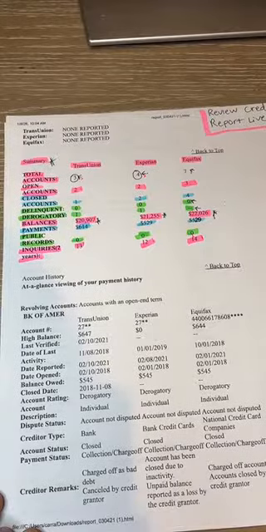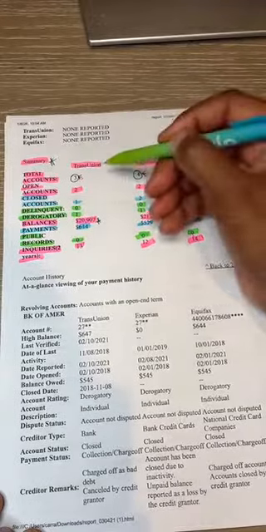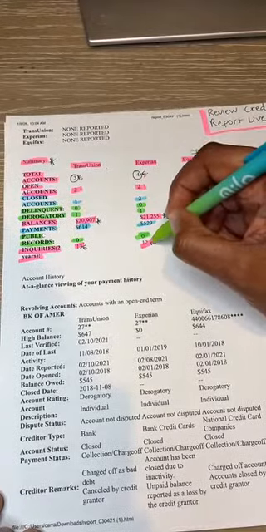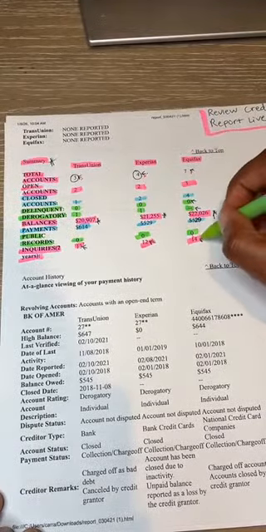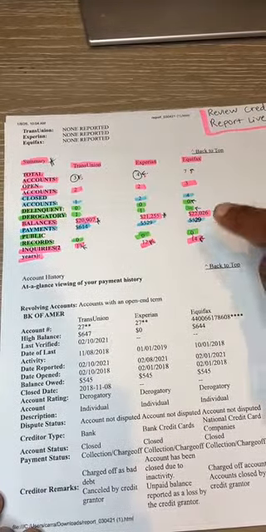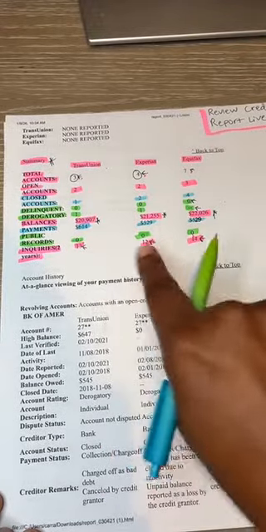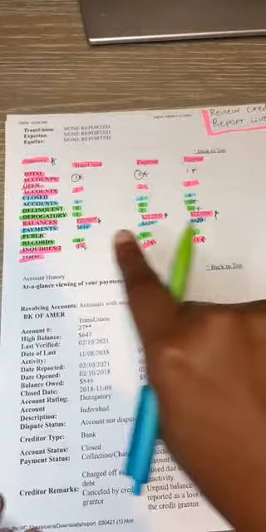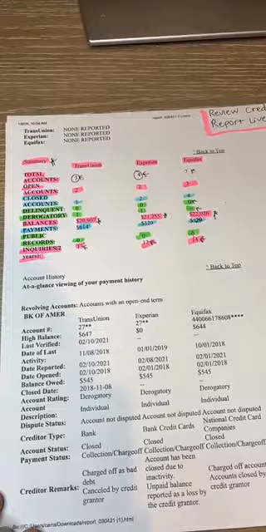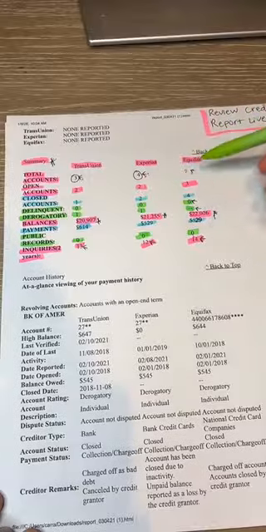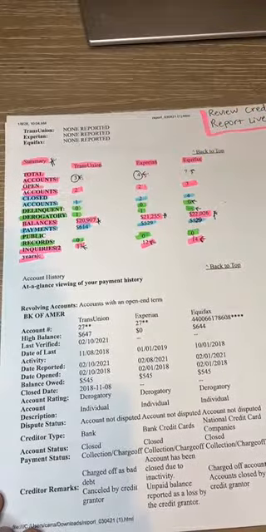Okay, let me say that again. For this sample report, for TransUnion, there's 13 inquiries. For Experian, there's 12. And for Equifax, there is 14. So the question that someone may have is, why does each bureau have a different number of inquiries? It's the same answer to why they have different balances and why they have a different amount of total accounts listed for each bureau.